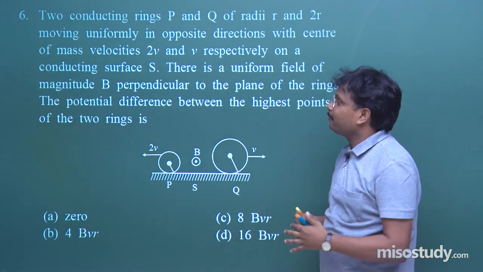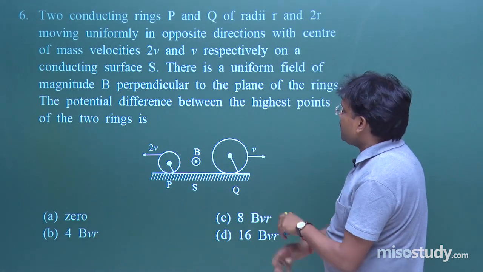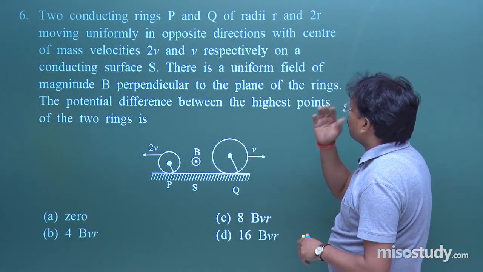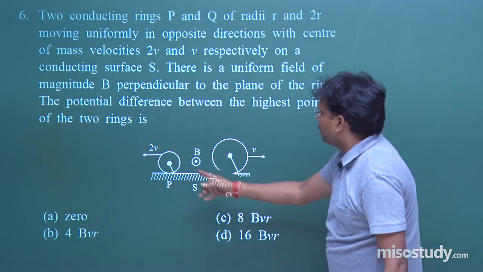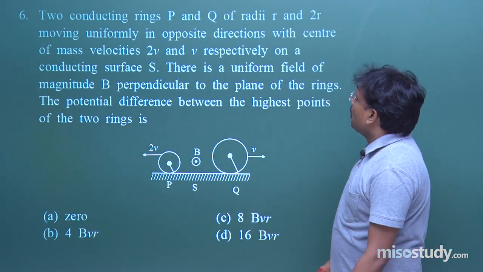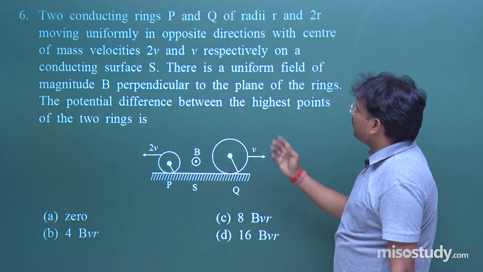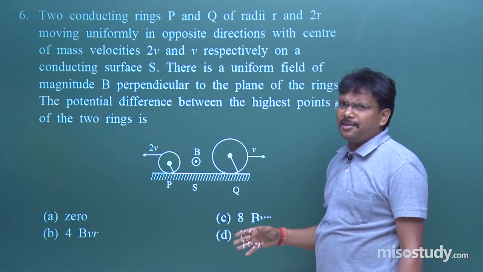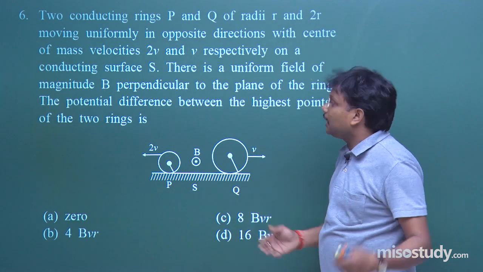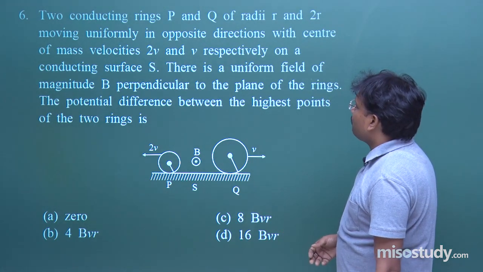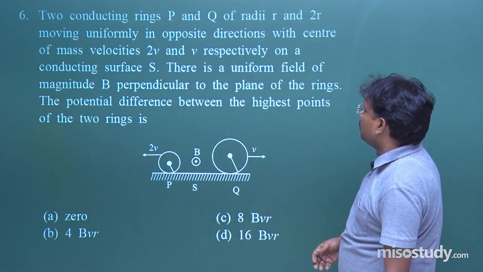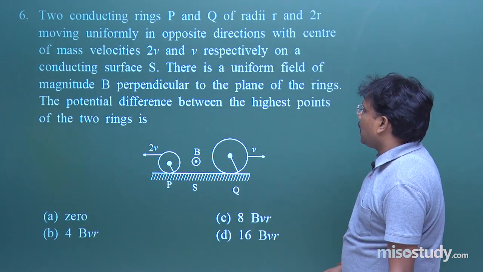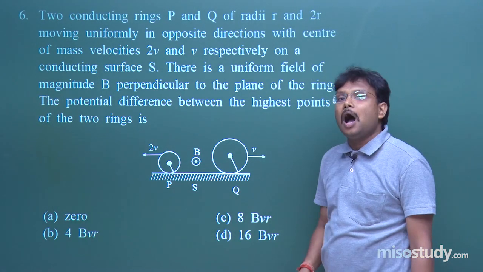No, you can't. Two conducting rings P and Q, of radius R and 2R, are moving uniformly in opposite directions with center of mass velocities 2V and V on a conducting surface. This PQ surface is a conducting surface, let us say made of copper or something like that. There is a uniform field of magnitude B perpendicular to the plane of the rings like this. The potential difference between the highest points of the two rings is how much?